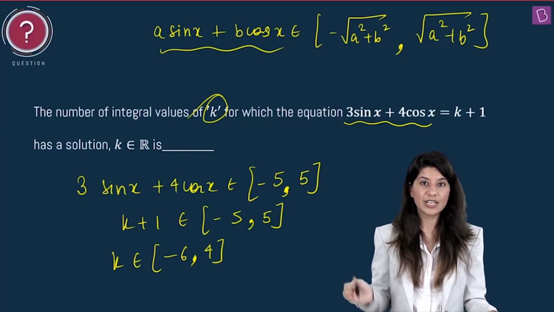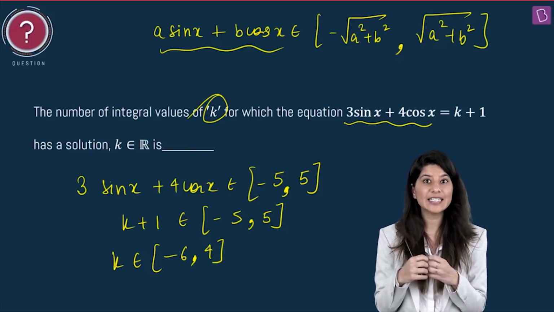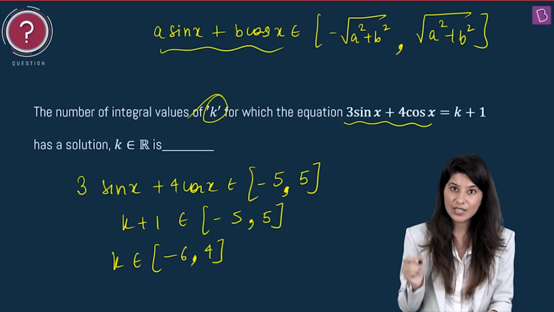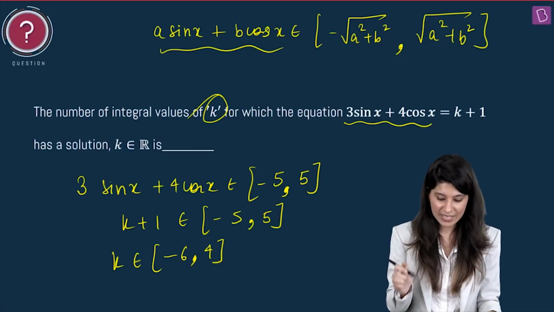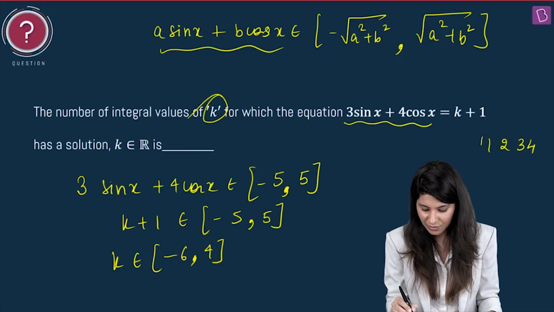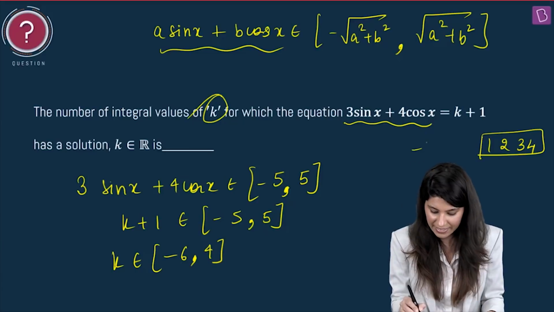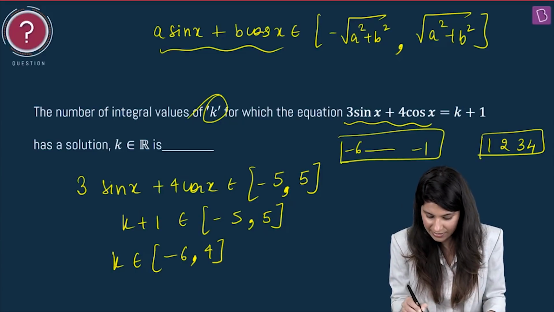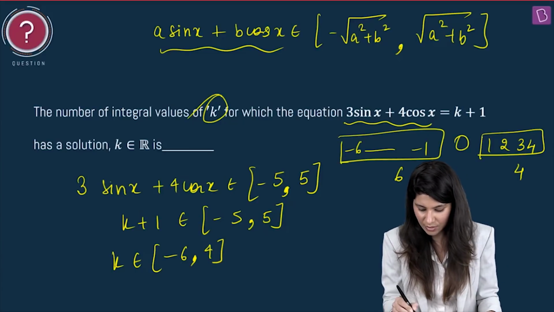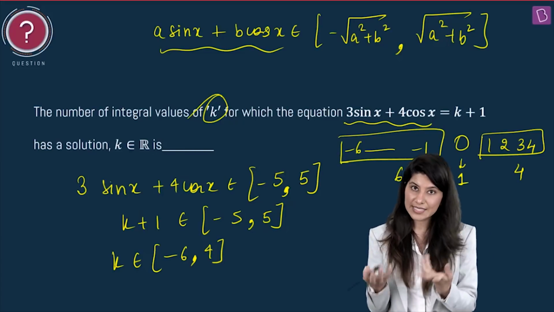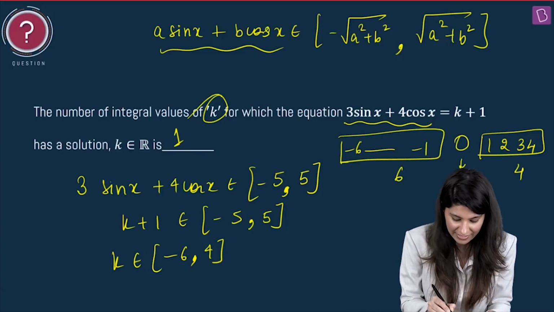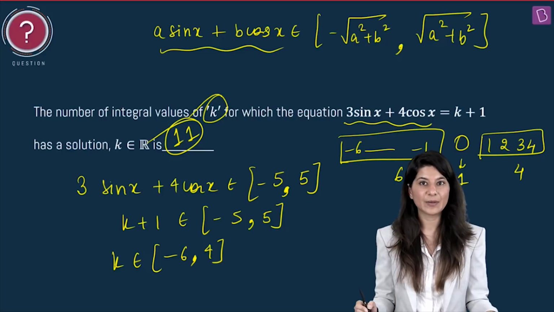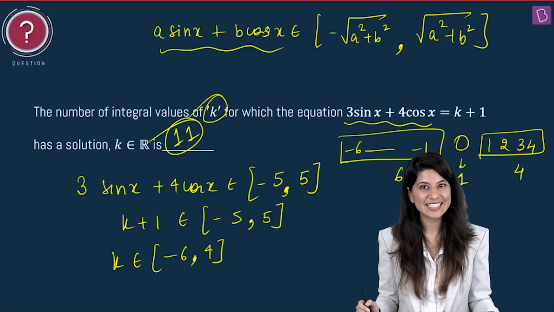If you count from minus 6 to 4, how many integral values are there? You will figure out that there are 11 values. Yes. 1, 2, 3, 4 are these. Minus 1 to minus 6 are 6. And then we have a 0 in between. So 6 plus 4 is 10. 10 plus 1, 11. Finally, this question has an answer 11. Very easy question, isn't it?